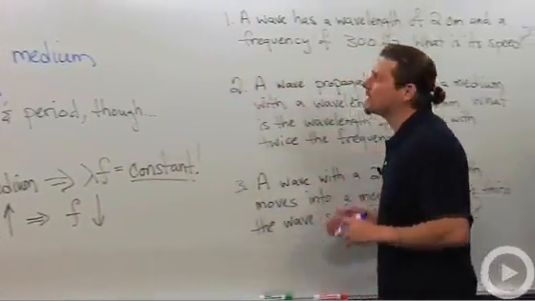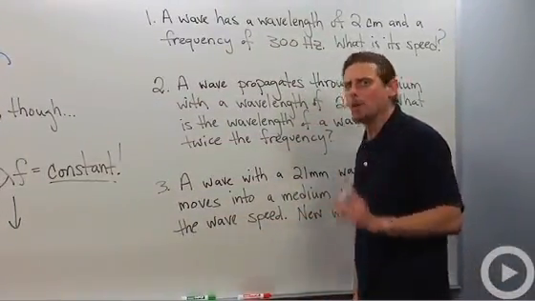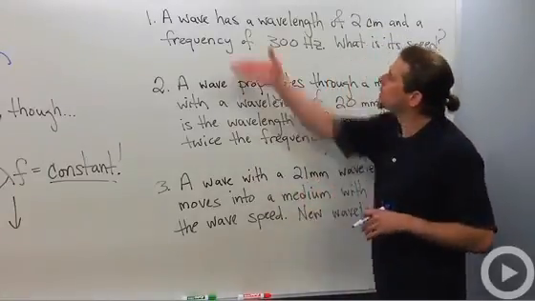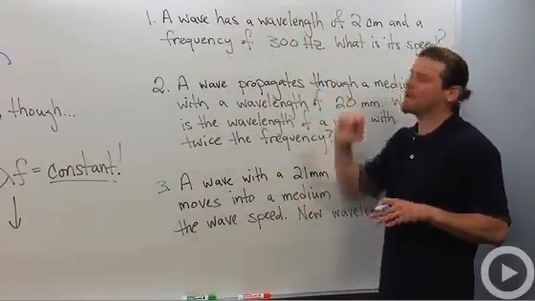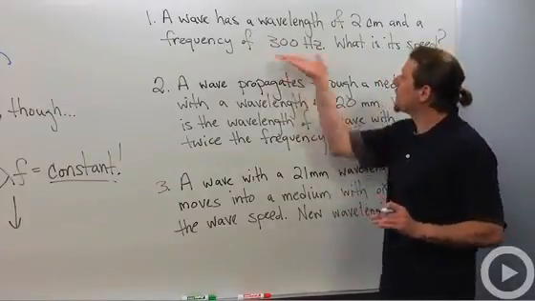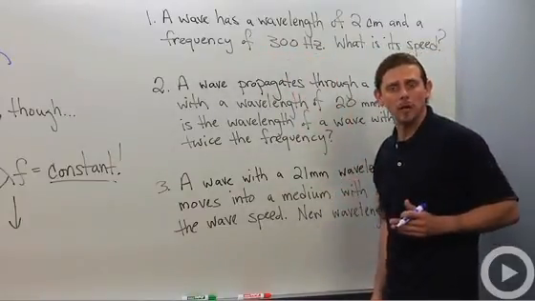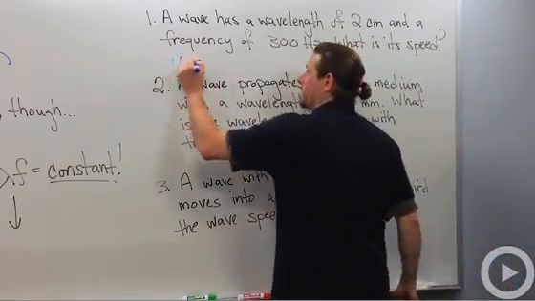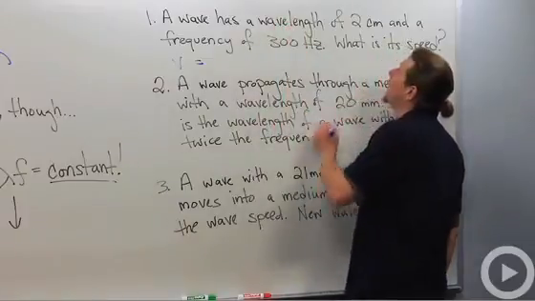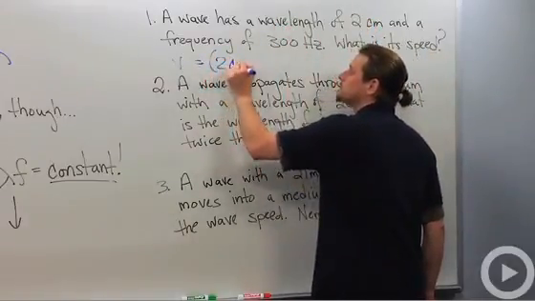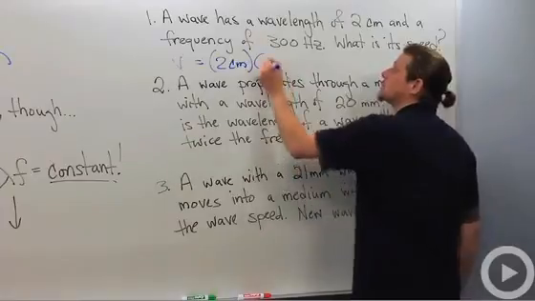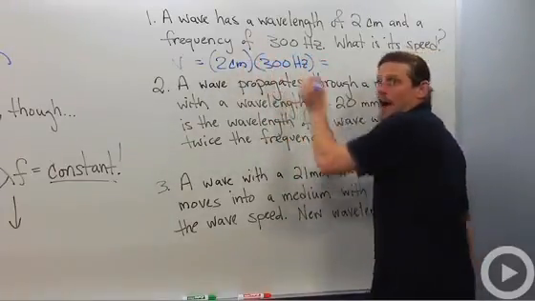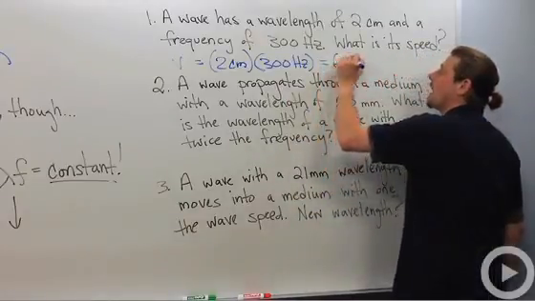All right, let's see how we can use this idea to solve some problems. The procedure is fairly simple, but I wanted to illustrate a couple of the common mistakes that people make. Number one, very straightforward. A wave has a wavelength of 2 centimeters and a frequency of 300 hertz. What's its speed? Well, v equals lambda f. Lambda is 2 centimeters, f is 300 hertz. So when I multiply 2 by 300, I get 600.